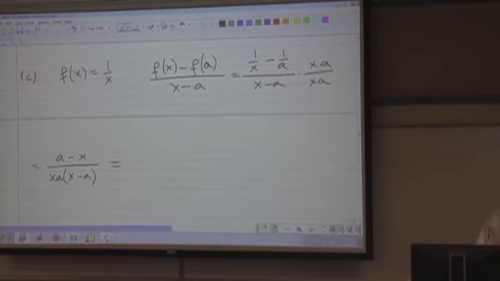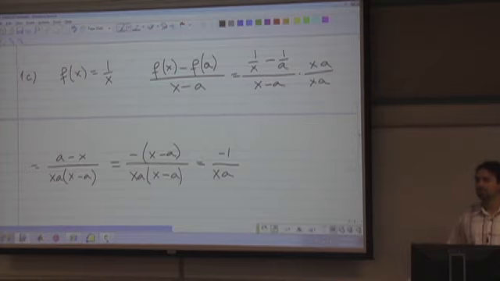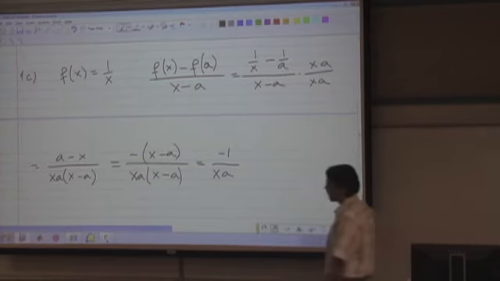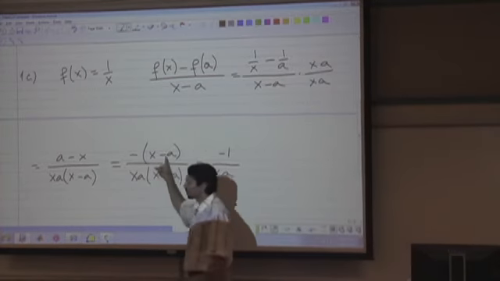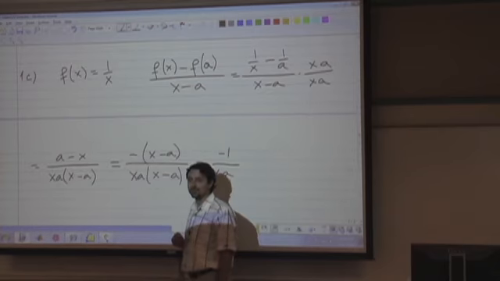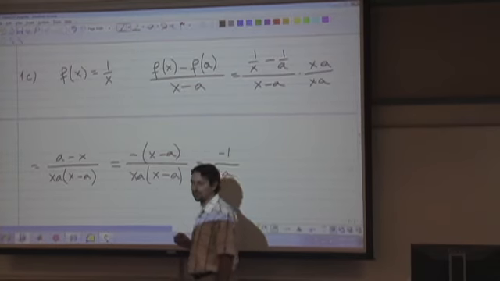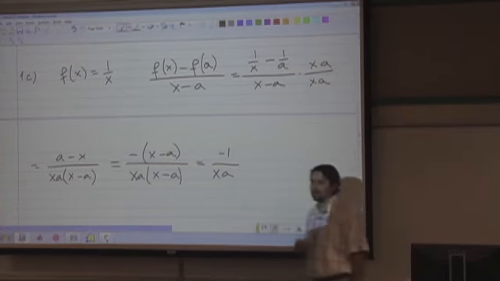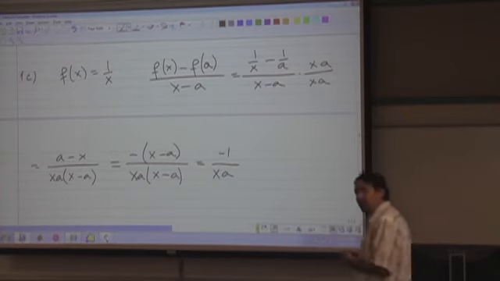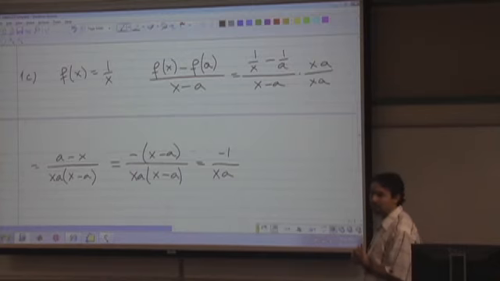Factor out a negative. So observe that if you factor out a negative on the top, you end up with x minus a divided by xa times x minus a, which equals minus 1 over xa. Why do you do that? Do you always factor out the negative? Because you have to cancel them out. Oh, okay. We try to cancel out something from the top to the bottom? Yes, remember, that's basically what we're trying to do. We're trying to find the limits in the end. And so you always have to be able to factor out and simplify things.